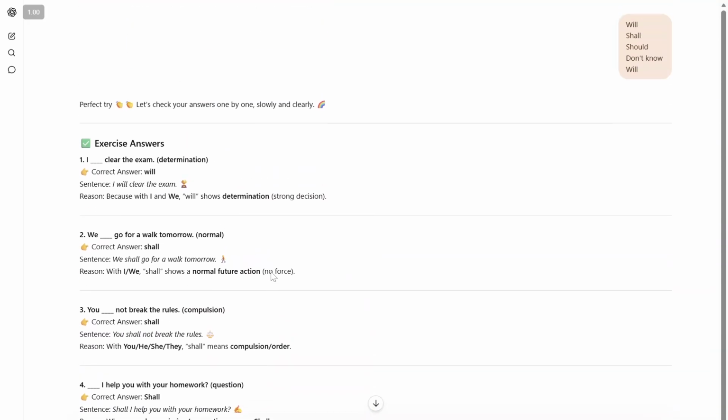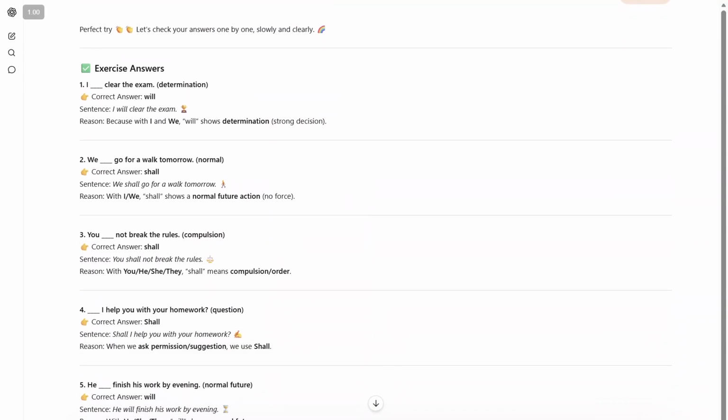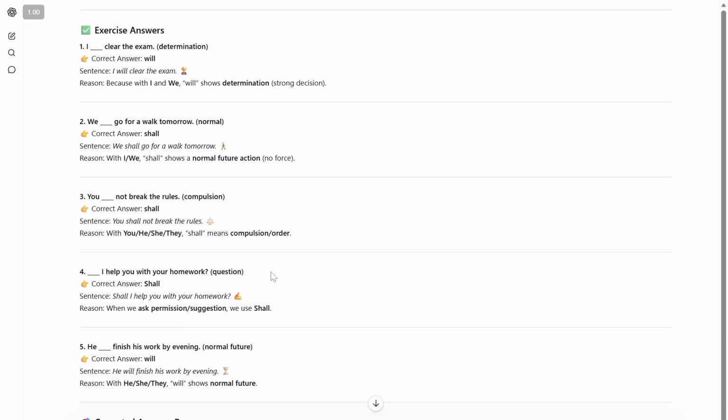Perfect try. Let's check your answers one by one, slowly and clearly. Shall and will exercise answers. 1. I clear the exam. Correct answer: will. Sentence: I will clear the exam. Reason: with I and we, will shows determination, strong decision. 2. We go for a walk tomorrow. Correct answer: shall. We shall go for a walk tomorrow. Reason: with I, we, shall shows a normal future action, no force. 3. You not break the rules. Compulsion. Correct answer: You shall not break the rules. Reason: with you, he, she, they, shall means compulsion, order.